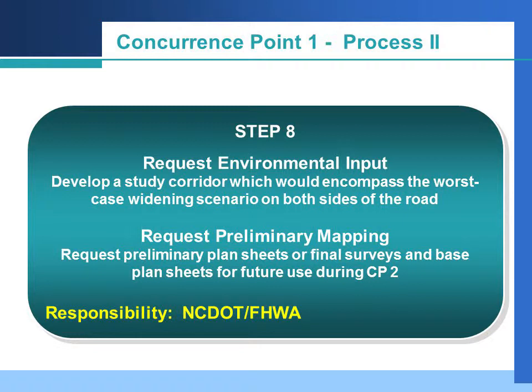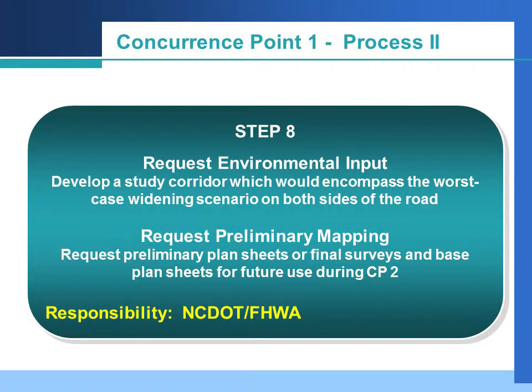A study corridor should be developed, which would encompass the worst-case widening scenario on both sides of the existing facility. There are exceptions to this. For example, when evaluating the environmental features, there may be a best-fit scenario. This will be discussed in greater detail when we talk about Concurrence Point 2 for alternatives.